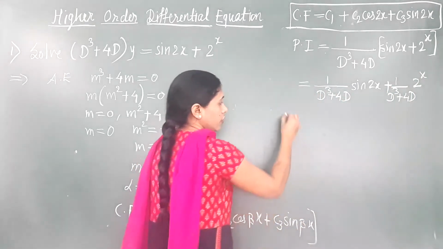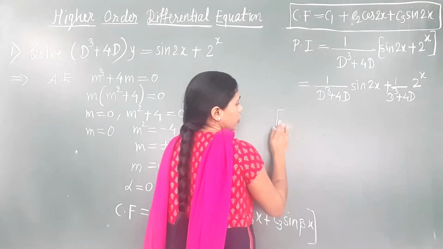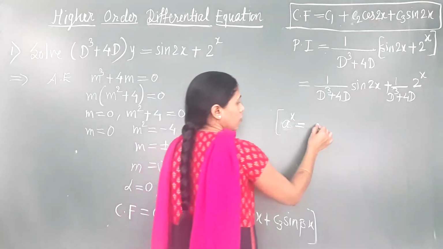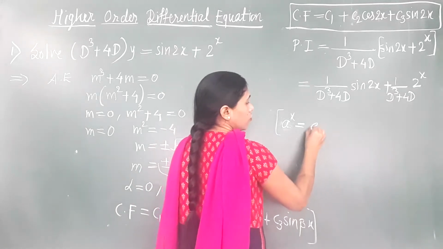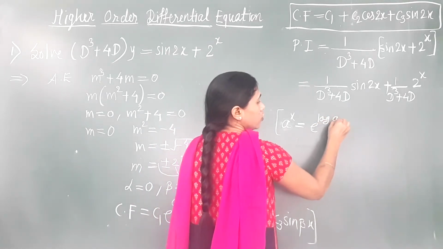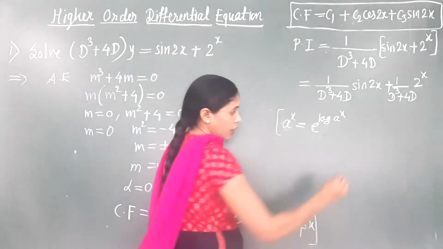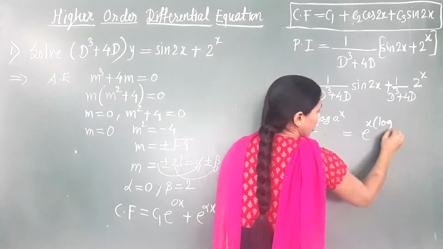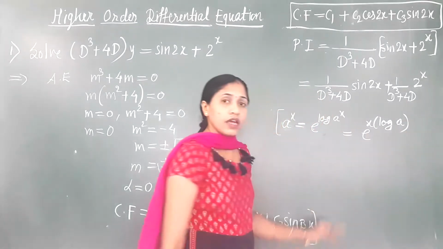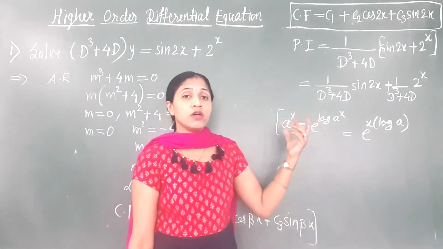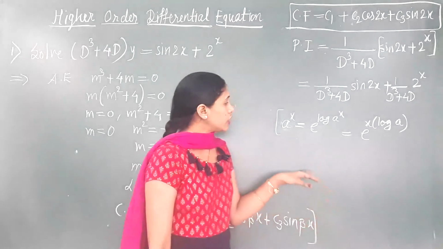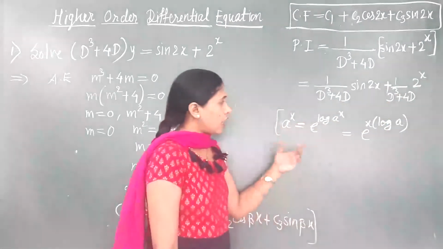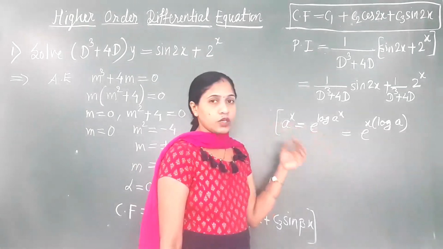Now one thing is a to the power x can be written as e to the power log of a to the power x, or it can be written as e to the power x multiplied by log a. Now why are we going to write it like this? Because we have the trigonometric case and the exponential case. So this 2 to the power x does not lie in any case unless and until we convert it into one of the cases.